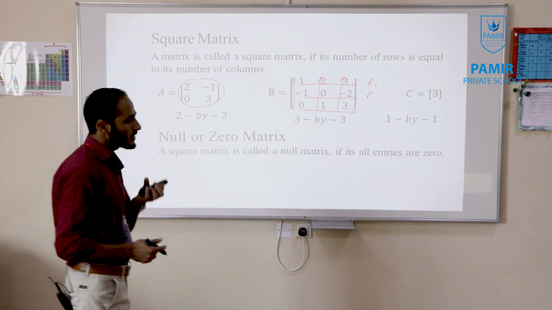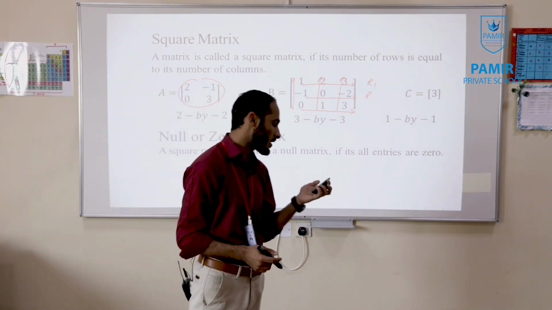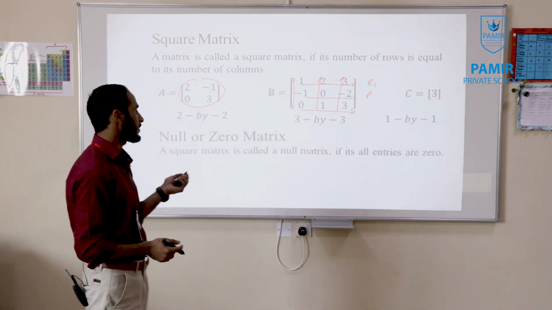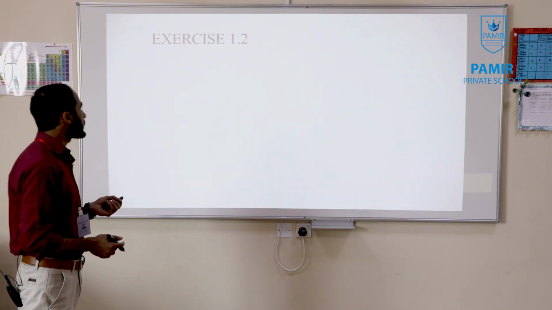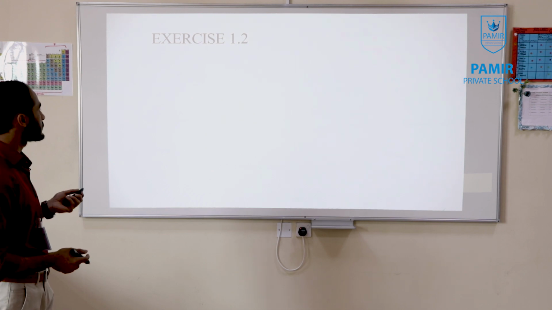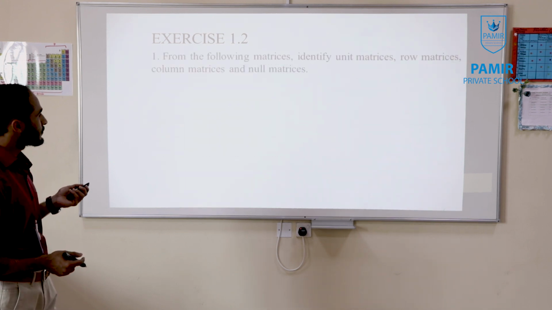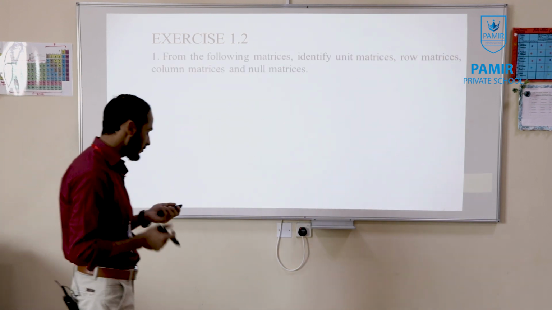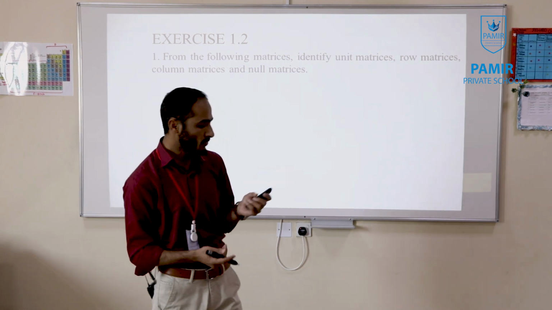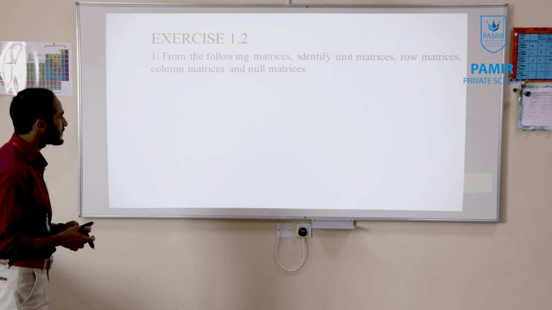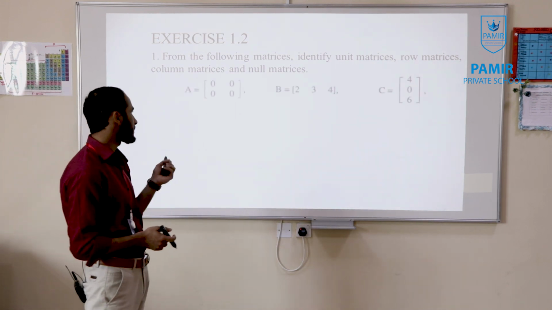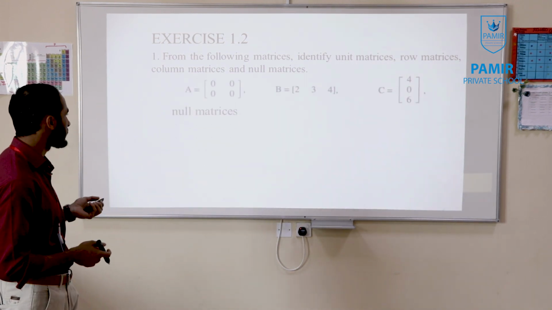Null matrix: when all entries of the matrix are 0, we call it a null matrix. Now moving forward, we have some exercise questions for you. Here we have to identify the types of matrices: row matrix, unit matrix, column matrix and null matrix. The examples with the solutions are given here.